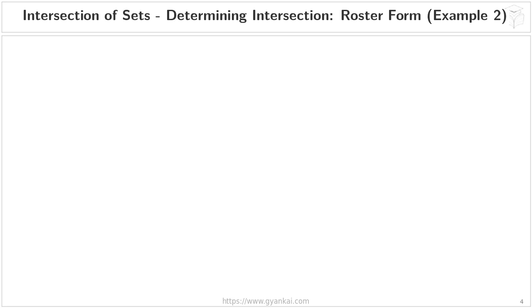Intersection of sets, determining intersection. Roster form, example 2. Let's move on to another example to solidify our understanding of set intersection. Now on this slide, we have example 2. We are given 2 sets, set C and set D. Set C contains the elements a, b, c, and set D contains the elements e, f, and g.